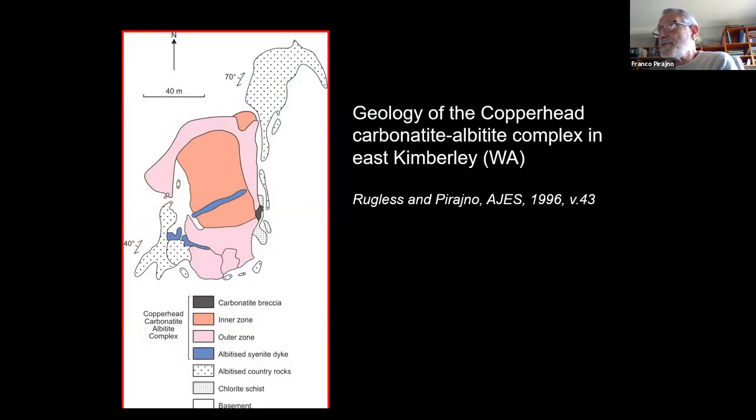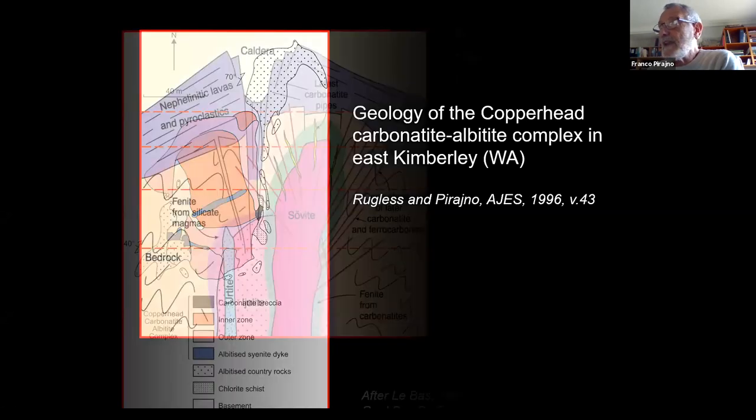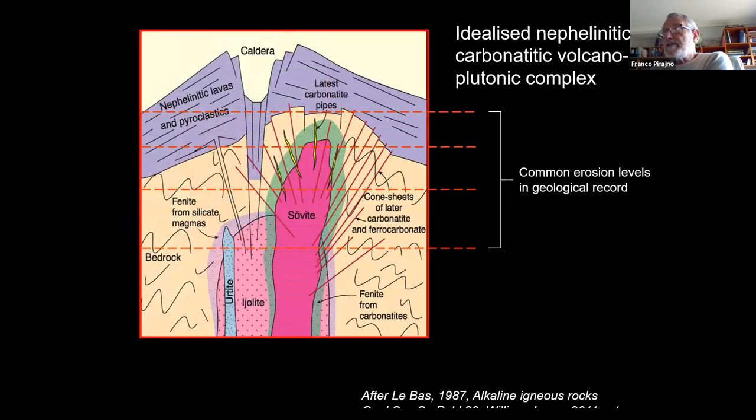This is the geology of the Copperhead carbonatite, just for a general idea, and was published in the Australian Journal of Earth Sciences in 1996. Now, let's look at the classic cross-section of how carbonatites come about. And of course, some of those can erupt through. Oldoinyo Lengai is a current volcano, which is a carbonatite volcano effectively.